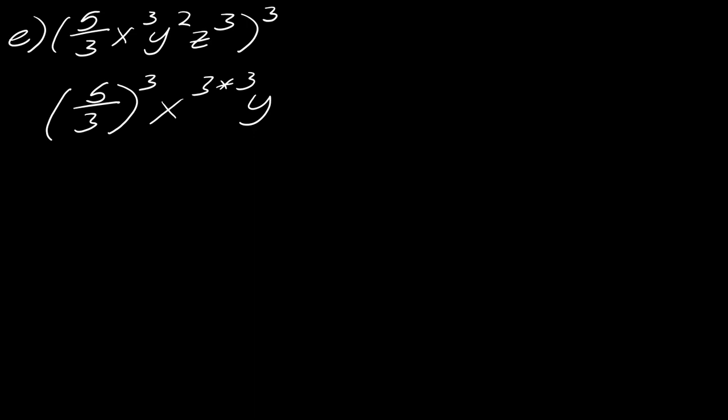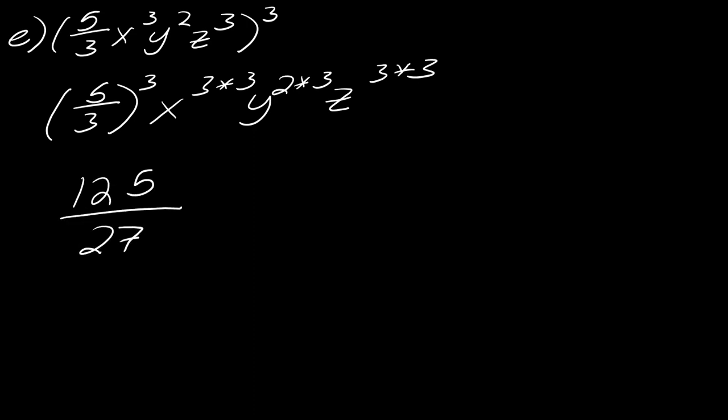Okay, so let's see, this will be 2 times 3 and then z to the 3 times 3. Okay. So how do you evaluate this? So you just cube the top and the bottom. So 5 cubed, you might have to get out your fingers and toes here, but that's 125, and then 3 cubed is 27. And then this is x to the 9th, y to the 6th, z to the 9th.